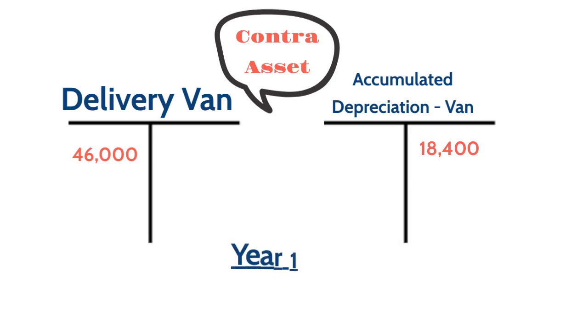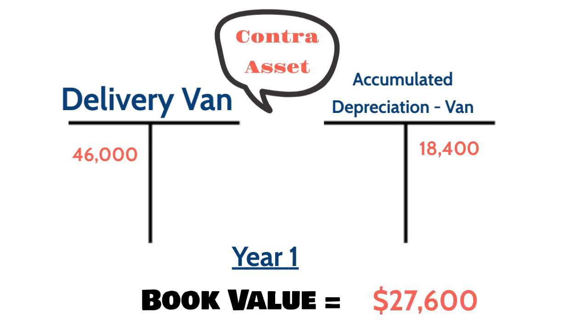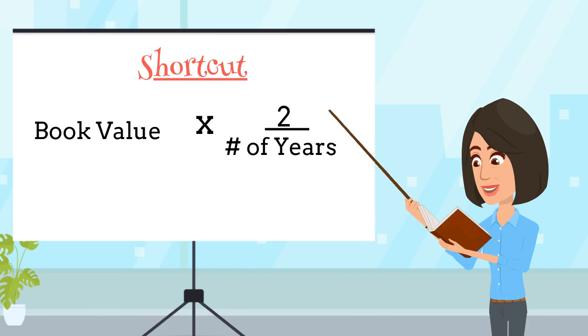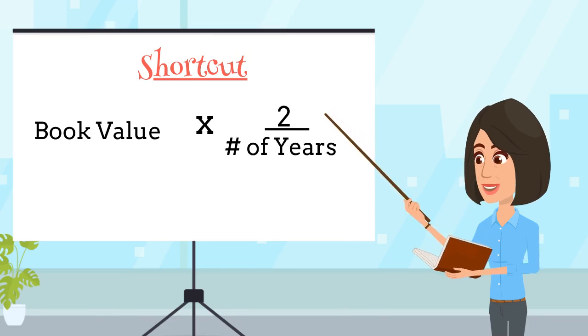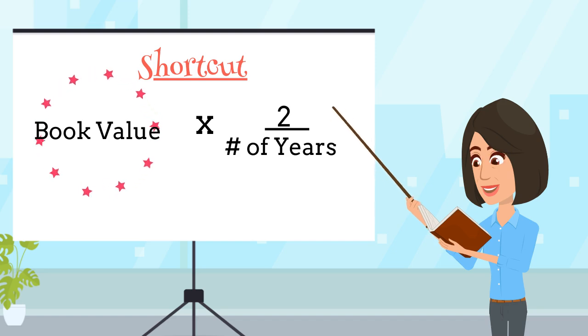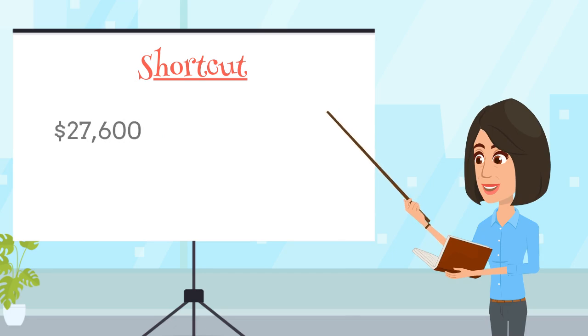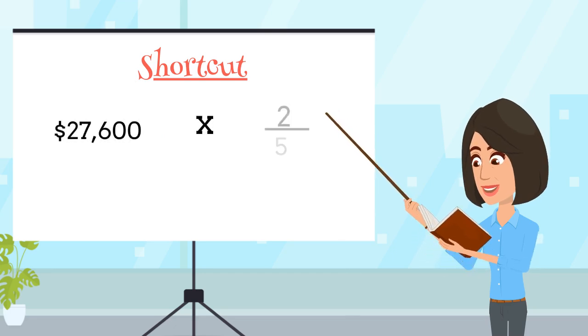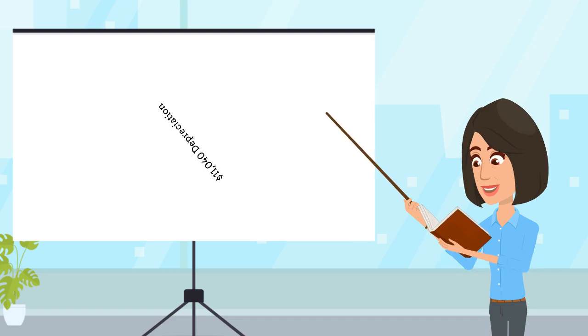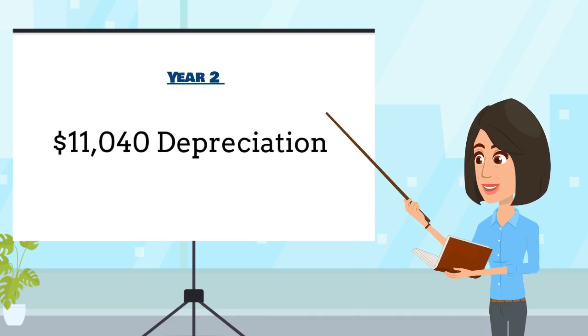So when we net the two accounts together, the current book value of the asset is $27,600 after the first year. Let's look back at our formula for a second. Note that we start each calculation with the book value, which means for year 2, it will be $27,600 times 2/5, which is $11,040 in depreciation for year 2.